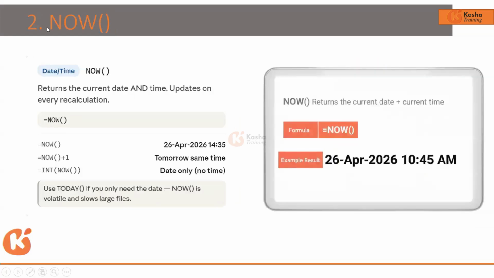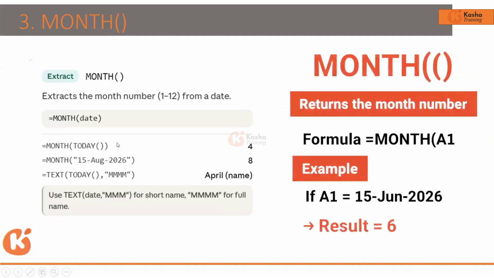The second function we're going to see is NOW. What it does is give you the current day plus time. For example, if we use this formula, it gives you the day and also the time at which you used the formula. Let's see another example of NOW. It gives you the time and date. NOW plus one will add one day, giving tomorrow's date and time. Then there is also INT of NOW, which gives you only the date with no time. So like this, you can use the NOW function.